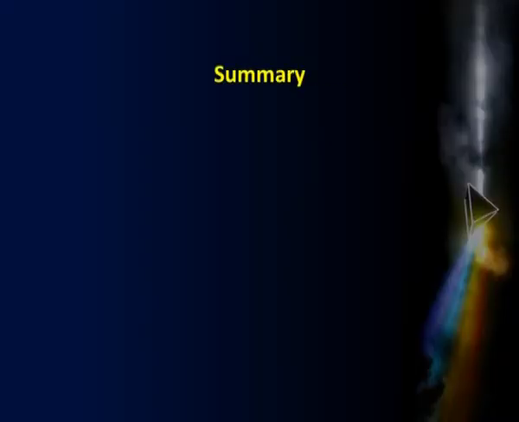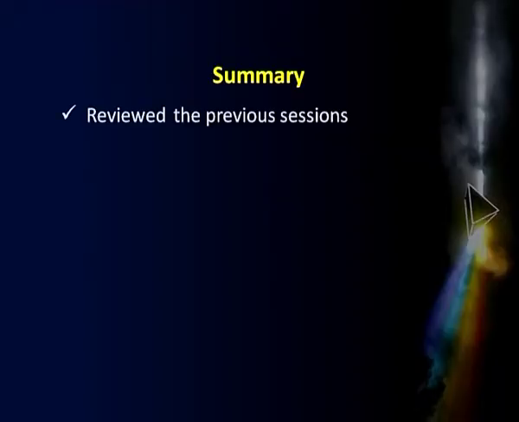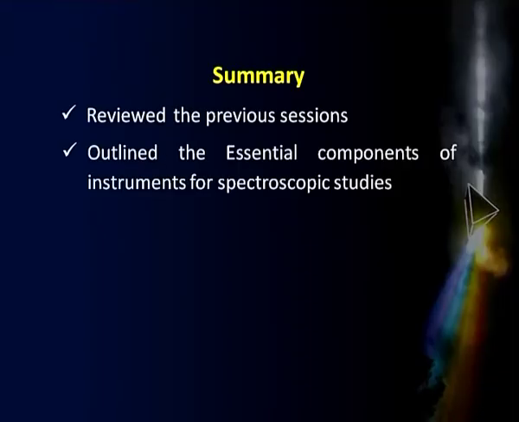Let us sum up what we have done today. In this session we reviewed what we talked about in spectroscopy in the earlier sessions. Thereafter, we outlined the essential components of instruments for spectroscopy measurements, wherein we realized that for any spectroscopy measurement we had to have some kind of a source of radiation. Thereafter, I must have some device to make a wavelength selection, because the source is always going to be a polychromatic source. From the polychromatic source, I need to select wavelengths of appropriate nature. So, for that I need a device called a monochromator.